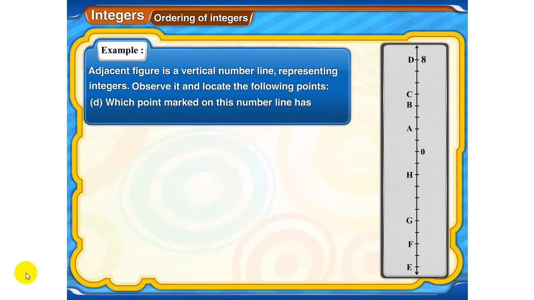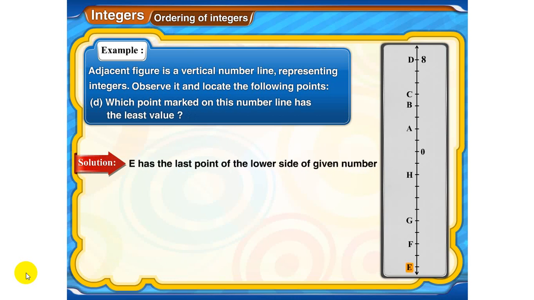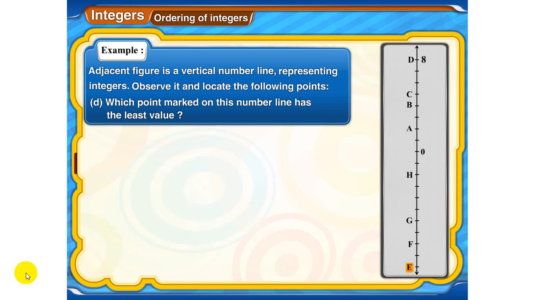D. Which point marked on this number line has the least value? Answer: E is the last point on the lower side of the given number line and it represents the value of -10. So, E has the least value of -10.